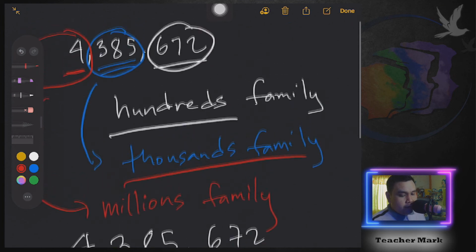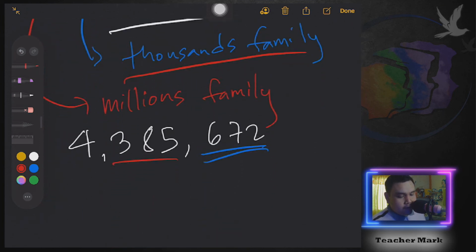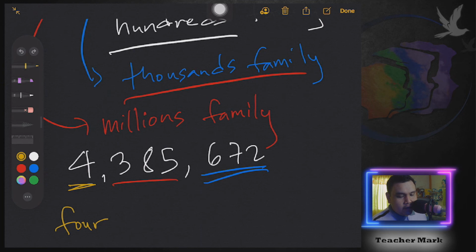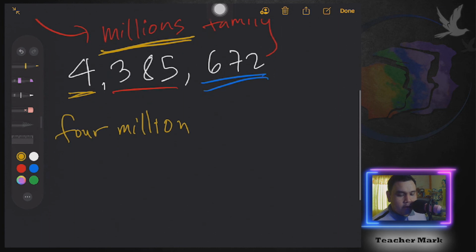Now, how about the millions family? We can see that we have this certain value over here, which is 4. Since the number is only 4, all you have to do is write 4. And since it belongs to the millions family, all you have to do now is write 4 million.